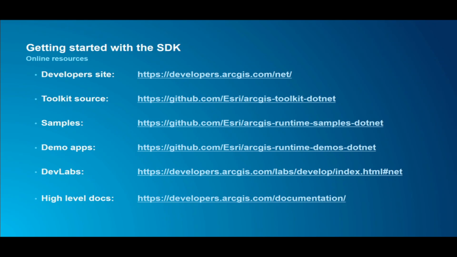So I talked about downloading the SDK from the developer's site. That's your point of entry into the ArcGIS Runtime SDK for .NET. The toolkit source is on NuGet and in a GitHub repo. The samples as well are in a GitHub repo, as are the demos. And then there are some other resources as well for helping to get started with the SDK.